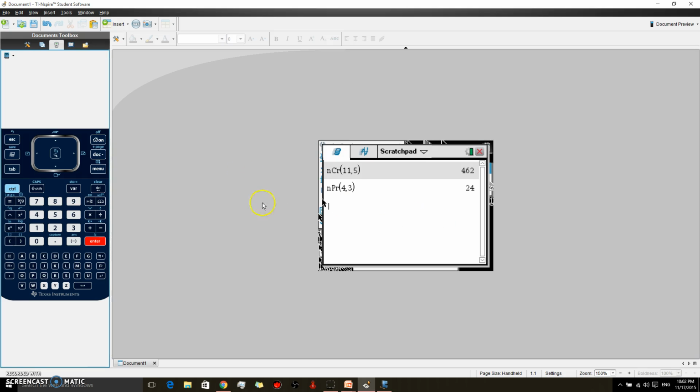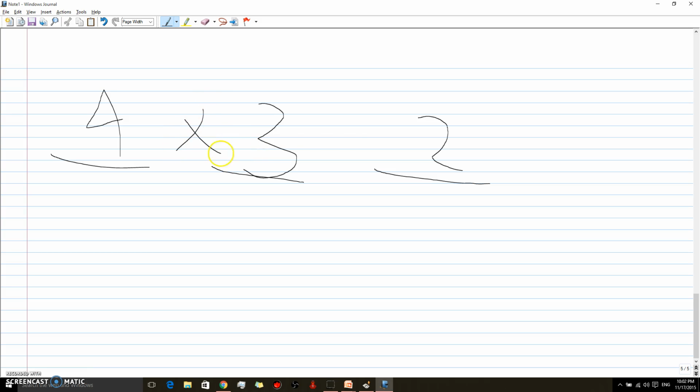A way to check is calculating by yourself, because you have 4 different reindeer, but you only want 3 reindeer. When you have reindeer fly your sleigh, you have them in a line. So in the first spot you can have 1 of 4 reindeer, but then in the second spot, you're going to have 3 left. So you put 3 here. And in the third spot, you're only going to have 2 left. So you put 2 here. And the way to solve this, you multiply these. And that gives you 24.